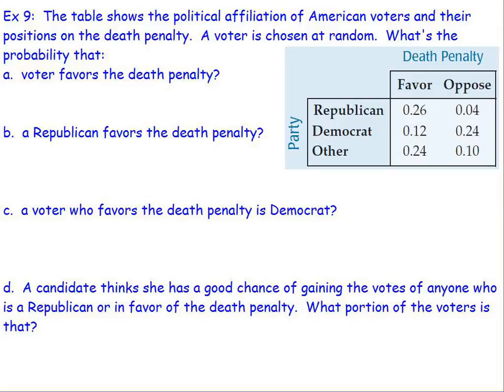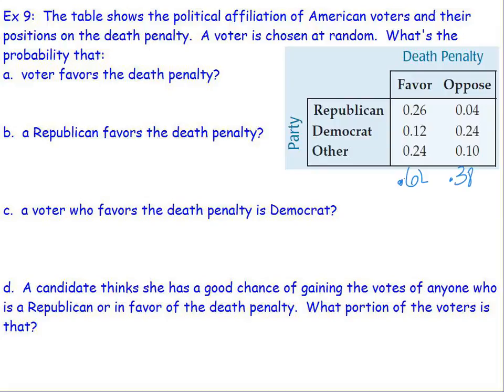Now, if you notice, there is one thing that's missing in this table, and that's the totals. So let's do all of our totals. I'm going to start by adding down. 0.26 plus 0.12 plus 0.24 is 0.62. 0.04 plus 0.24 plus 0.10 is 0.38.